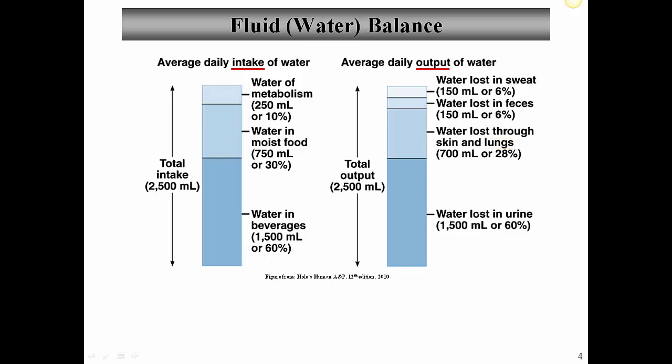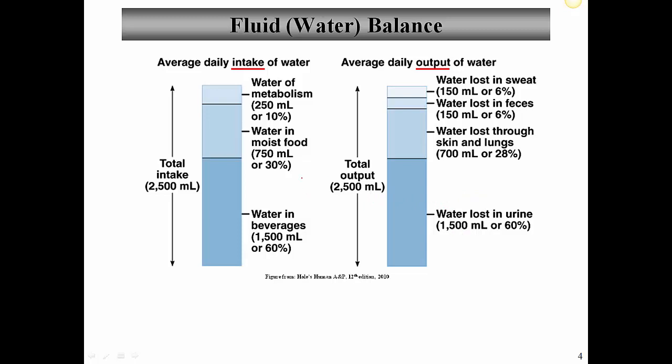And by far the largest loss of water that we have is through the urine. We used an average of about 1.8 liters, if you remember before when we talked about the urinary system. So this is right just about on the money here. So we lose about 1,500 milliliters or so, or about 60% of that 2,500 milliliters every day through the urine.